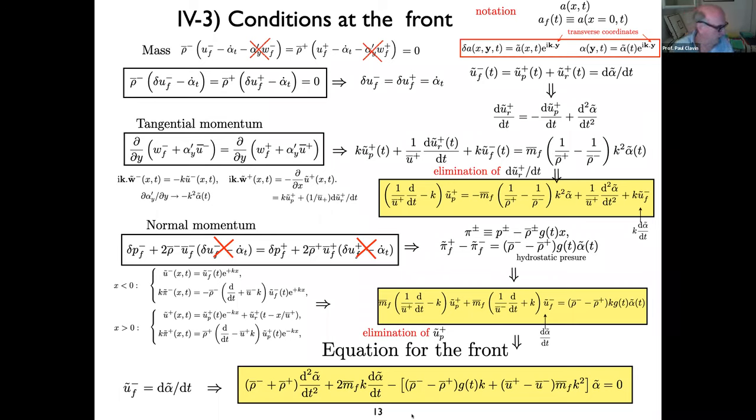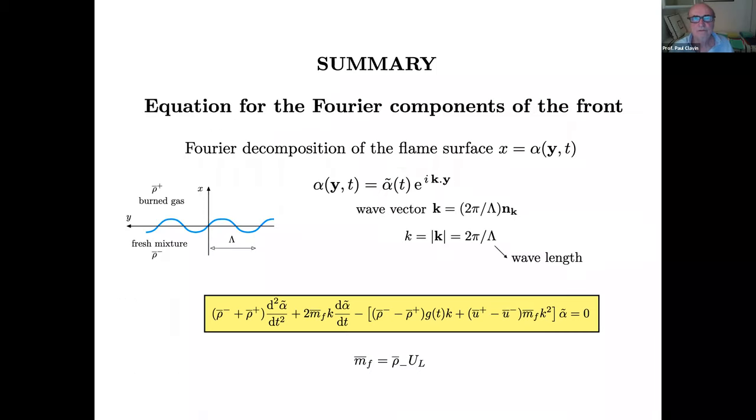So we are almost done. To summarize, sometimes to avoid getting lost in the detail of the calculations, it's good to have a summary of the result. The equation for the Fourier component of the front, with a wave vector given by the wavelength, is of this form. And don't forget that the main interesting point in the flame is that you have a mass flux across the flame, which is non-zero. This is the external flow, and this is the effect of the non-zero mass flux. Good. So we have a first interesting, general result here.